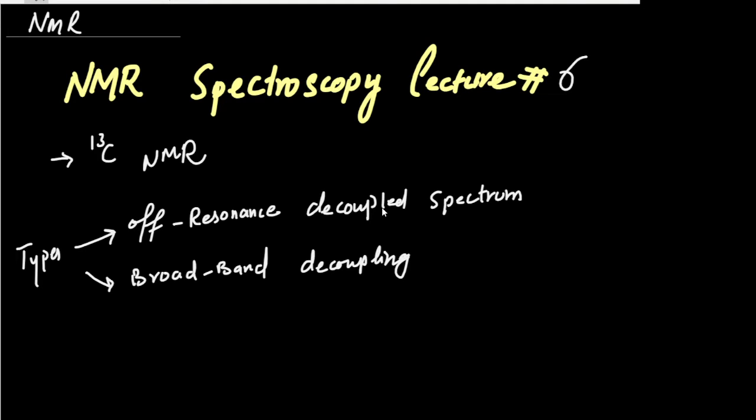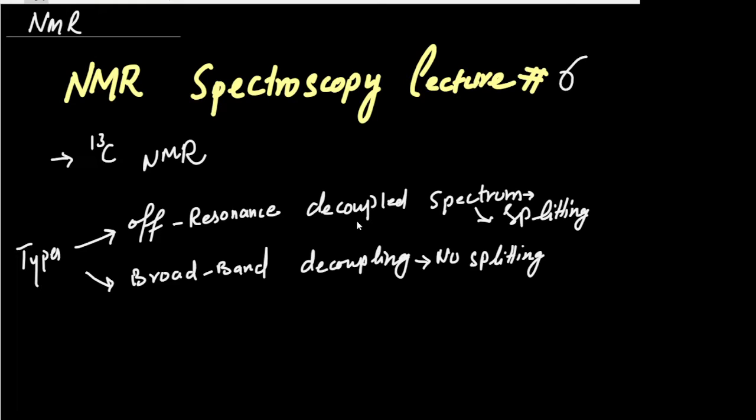In the off resonance decoupled spectrum, splitting is visible. So we can see the splitting in the off resonance decoupled spectrum, but in the broadband decoupling, splitting is not visible. So there is no splitting. Every peak will be a singlet. So in the off resonance decoupled spectrum, all the protons that are attached to the carbon will show the splitting.